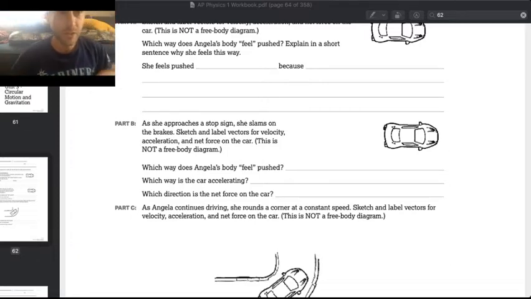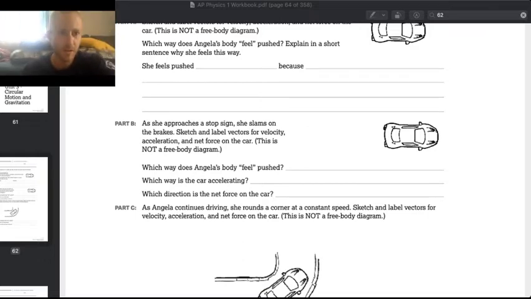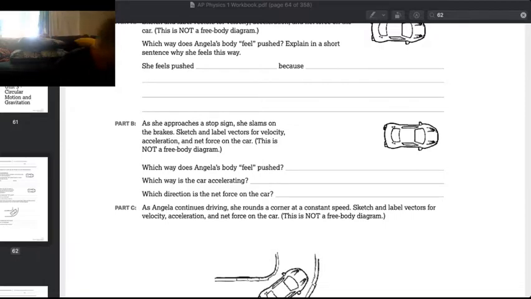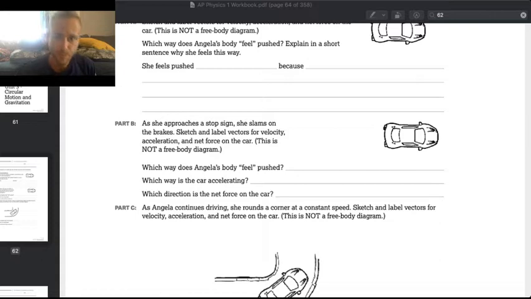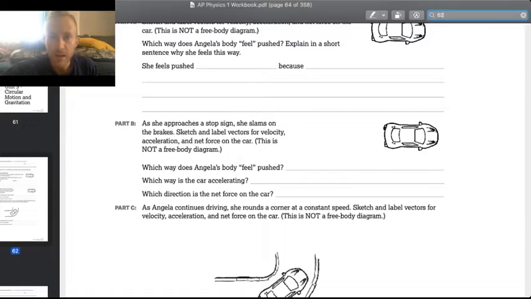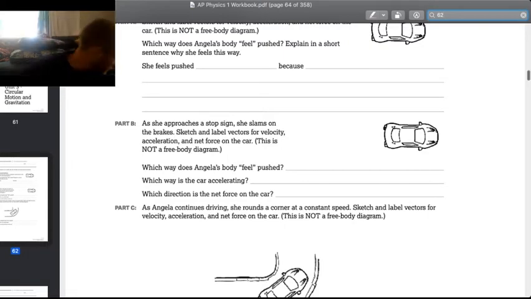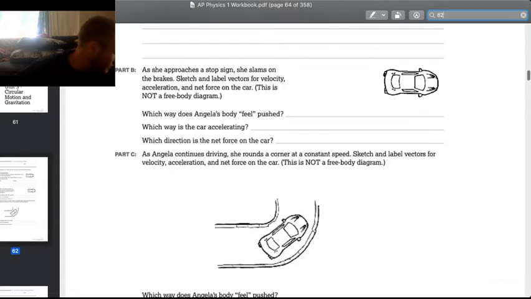So I realized yesterday that I actually did the wrong pages. I assigned you guys some pages for energy when I had meant to do the pages for circular motion and gravitation. I just misread the two columns. So I'm going to do circular motion and gravitation today. Hey Sebastian, hey Kyle, hey Vicky. So I'm going to be doing pages 62, 63 first.